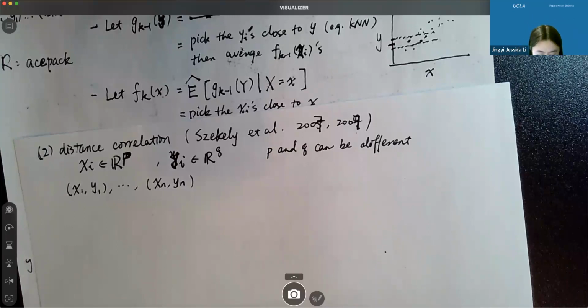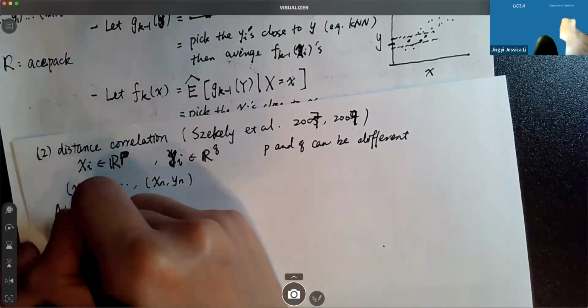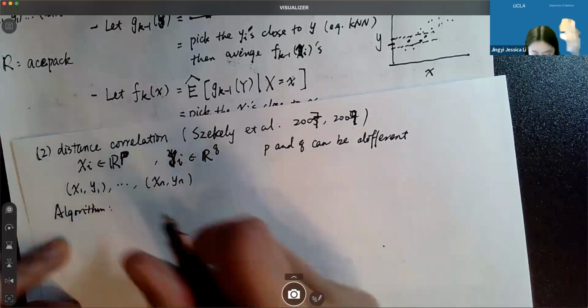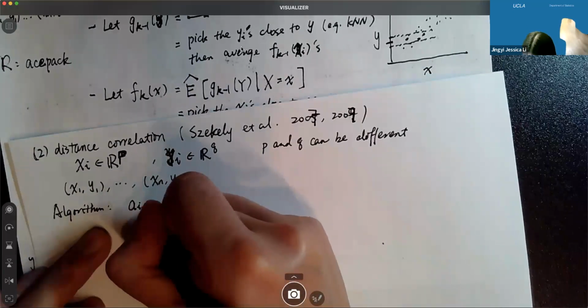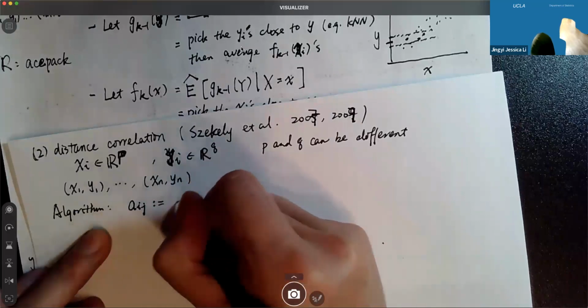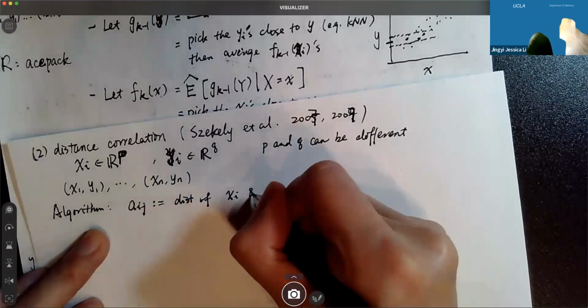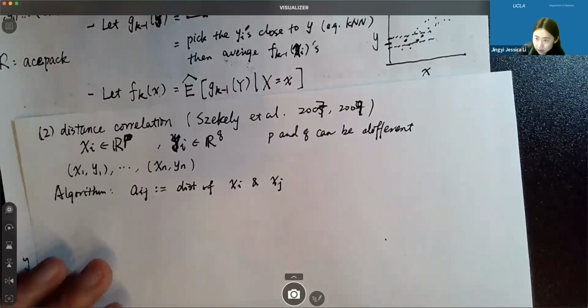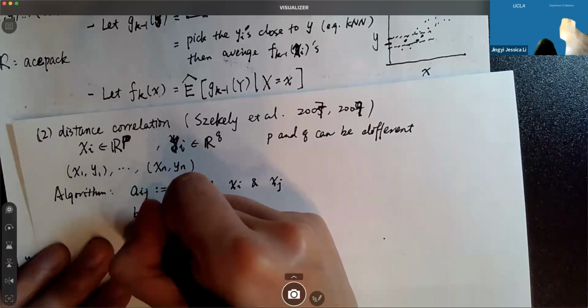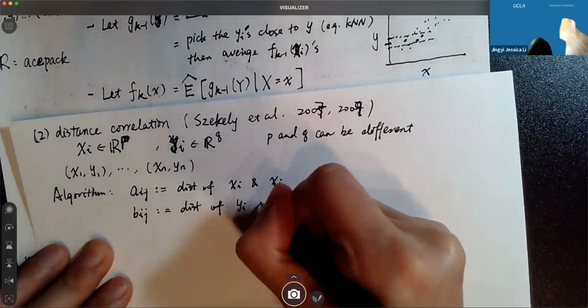All right, so let's try to define it. The algorithm on the sample level, the computation, is very easy. You first define aij as the distance of xi and xj. You can use your own way to define a distance between these two things. Correspondingly, you have bij, which is defined as the distance of yi and yj.